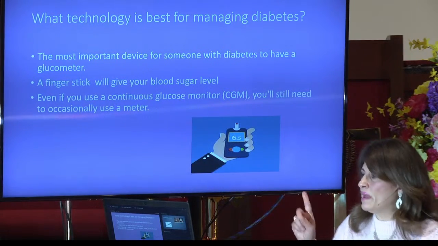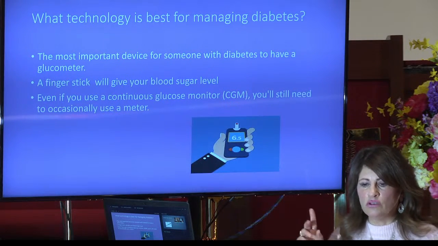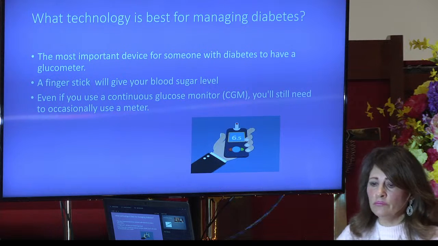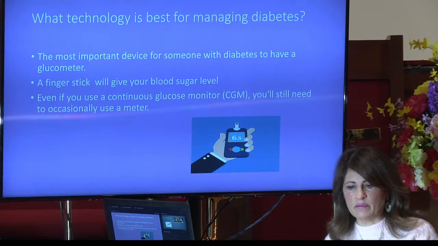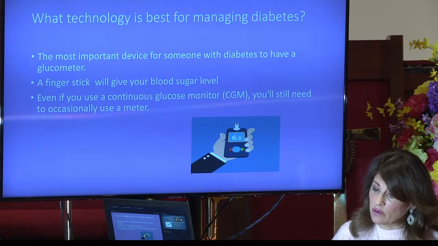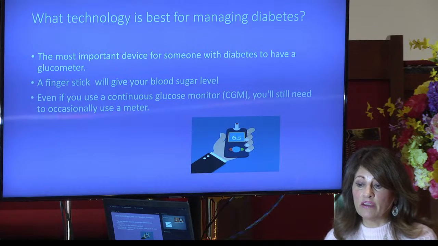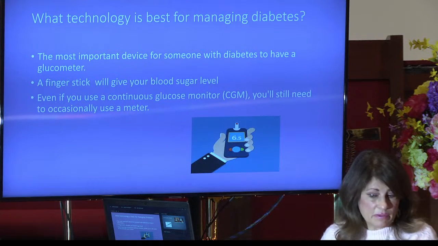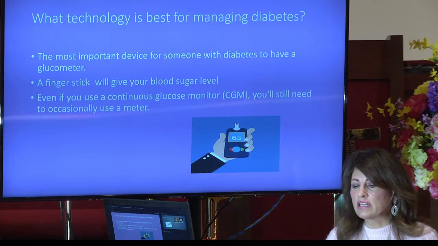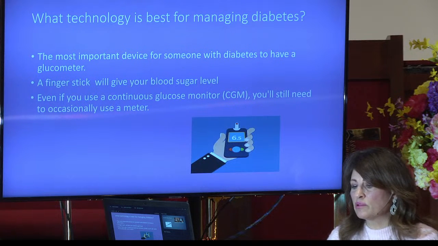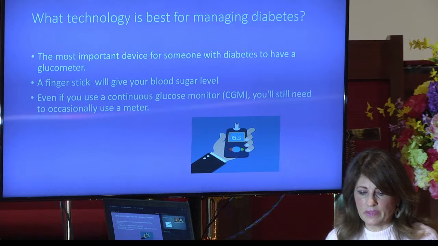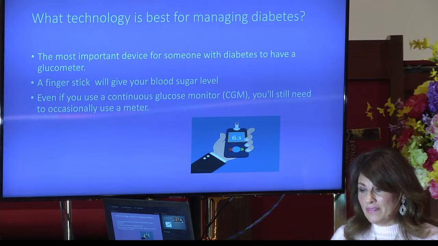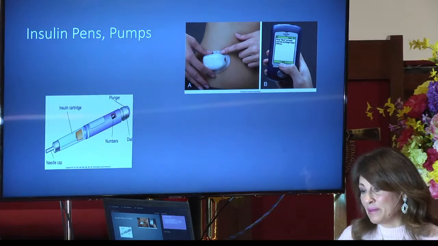What technology is best for managing diabetes? Well, you need to have a glucometer. The most important device for someone with diabetes to have is a glucometer. A finger stick will give you the blood sugar level. Your little finger stick, we talked about that 3-4 times a day. Some people are once. Even if you use a continuous glucose monitoring system, you'll still need to occasionally use a meter. And I have up here insulin pens and the pumps.